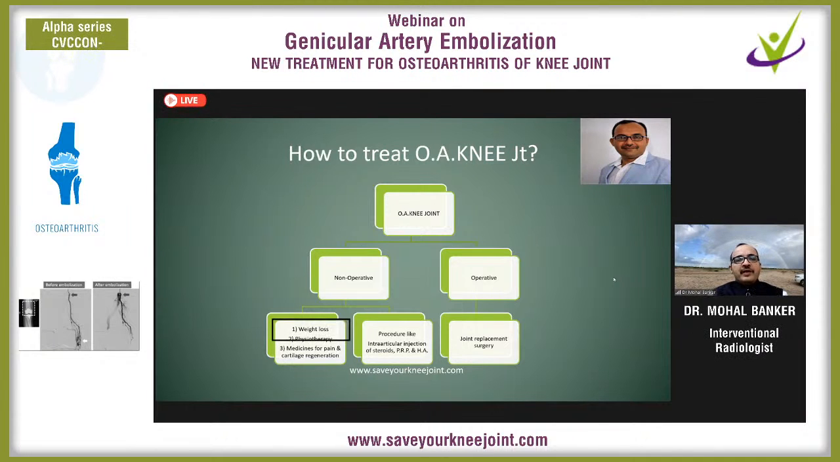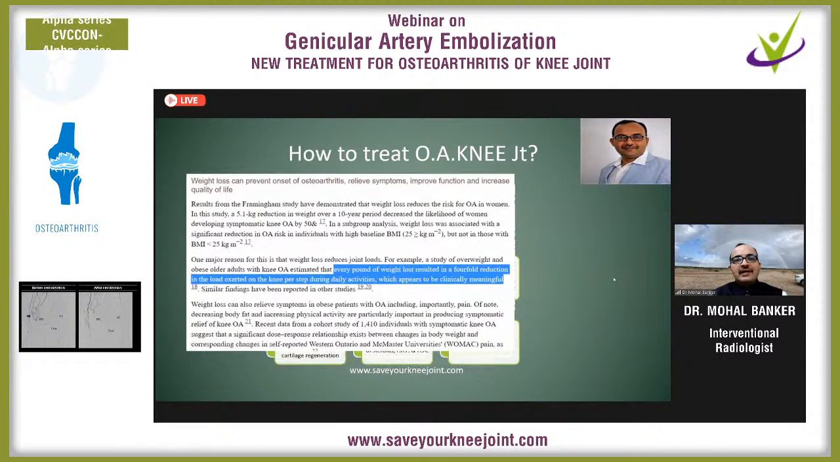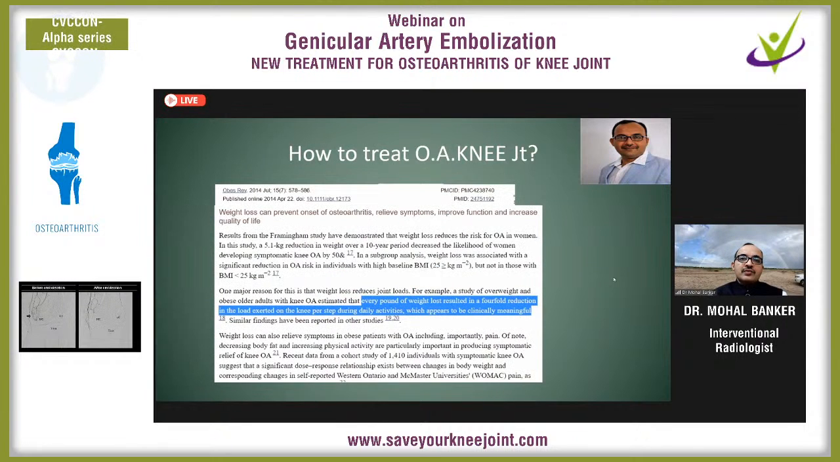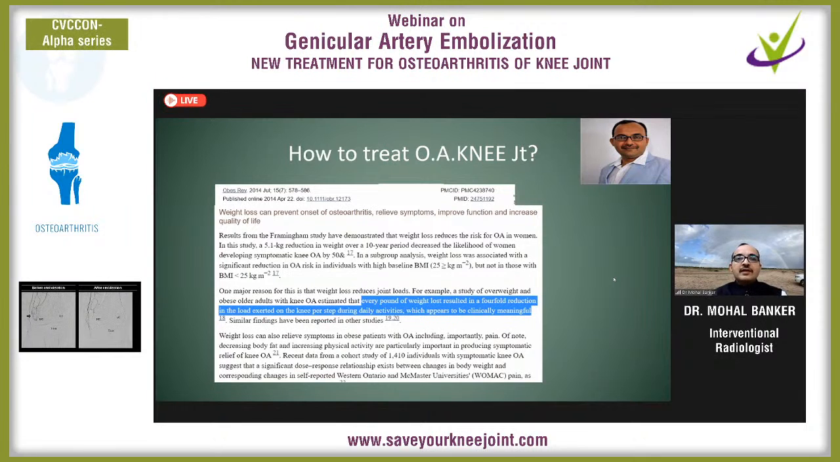I mean, in non-operative treatment, I give more weightage to weight loss. What happens is that if you reduce your weight by 1 kg, then it is going to reduce the pressure on the knee joint four-fold. So by putting in the effort of 1x, we are getting the result of 4x. So obesity and weight reduction are very, very important in an osteoarthritis of knee joint patient.